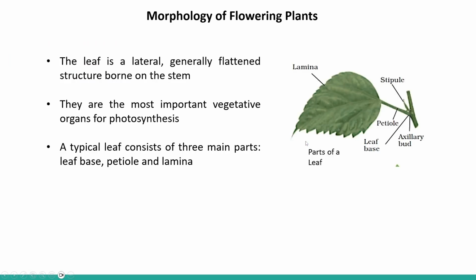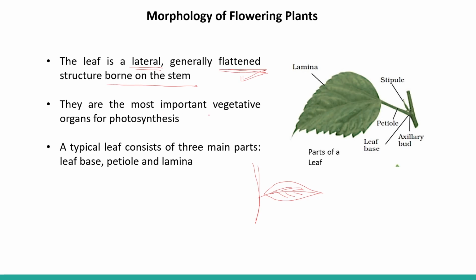So moving ahead, morphology of flowering plants. Here we will first discuss the leaves. The leaf is a lateral, generally flattened structure borne on the stem. Leaves are structures that are attached to the stem, like this, and they are lateral. Origin is lateral to the stem. Generally they are flattened structures. There are some exceptions, but generally they are flattened.